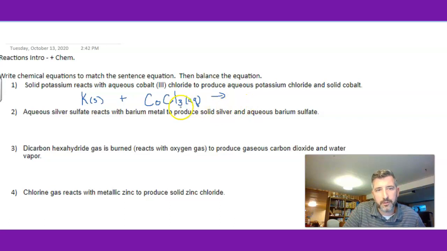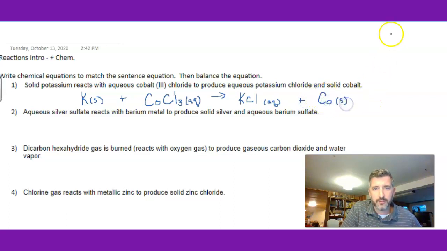And notice I put the 3 on the chloride because it was cobalt with a 3 plus charge. Chloride only has a 1 minus charge. So it's going to produce potassium chloride, which would just be KCl because it's plus 1 and minus 1. And that is also aqueous. And solid cobalt, so Co, s for solid.